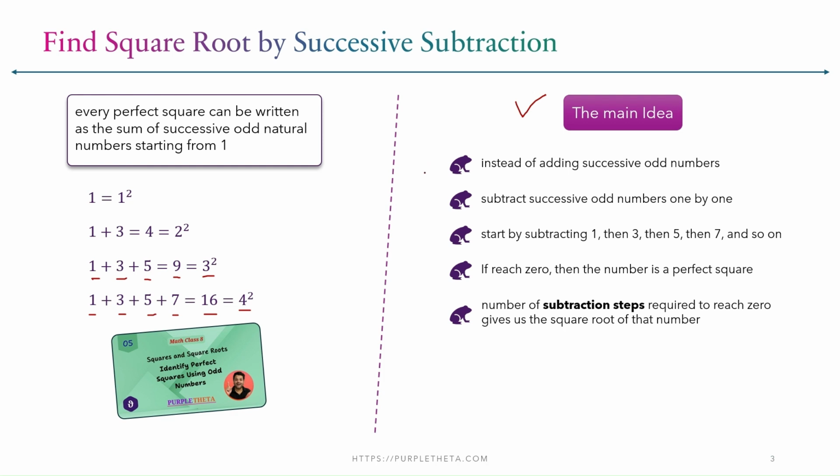Okay, so instead of adding successive odd numbers, we will subtract successive odd numbers one by one. We will start by subtracting 1, then 3, then 5, then 7, and so on. Okay, if we finally reach 0, then the number is a perfect square, right? Also, the number of subtraction steps required to reach 0 gives us the square root of that number. Let us understand this with examples.